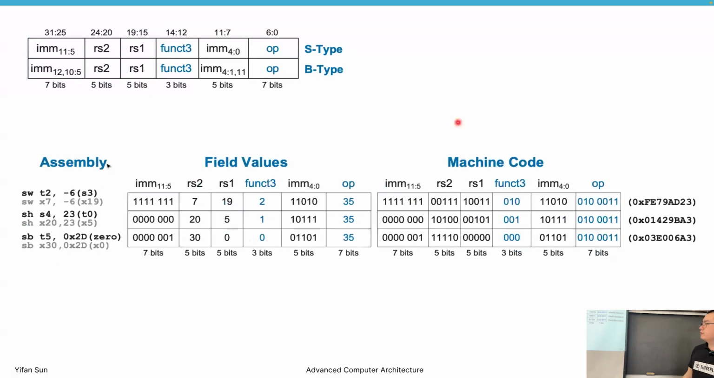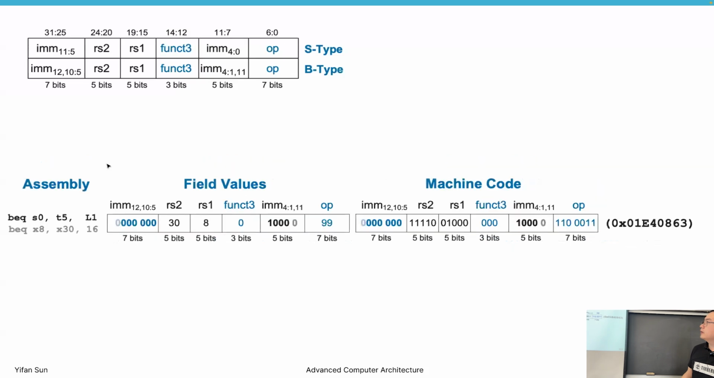Okay, this is S type. It's all the same thing. Then we also have B type. B type is for conditional branching, and conditional branching is even more annoying. I don't know if you understand this part. It took me a really long time to understand what exactly is going on.